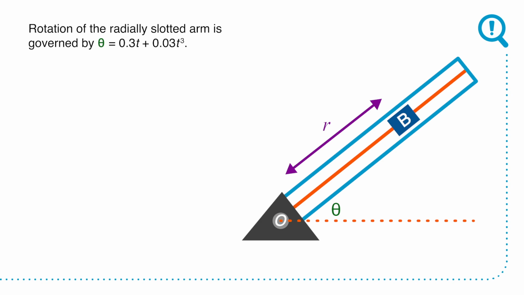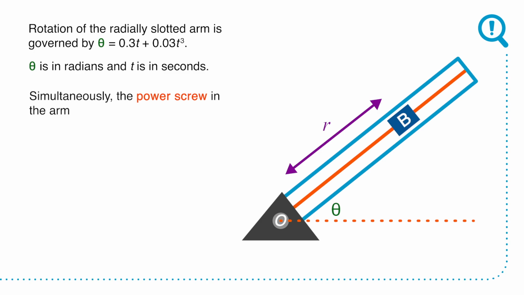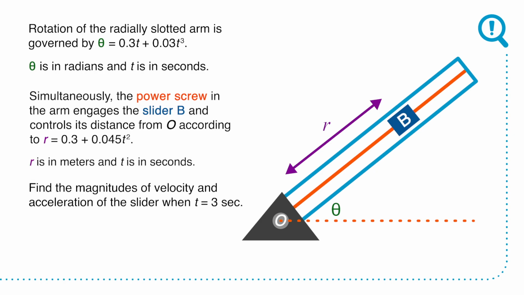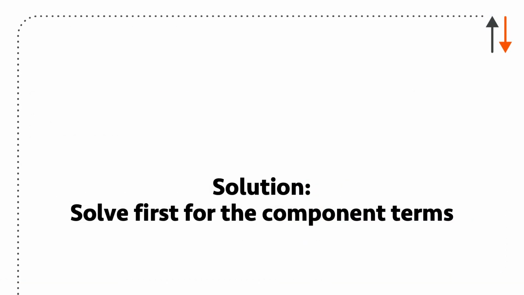I have here a problem which consists of a radially slotted arm. It's governed by an equation which is theta equals 0.3t plus 0.03t cubed. Theta is in radians, t is in seconds. Simultaneously, the power screw in the arm, which is this orange line right here, engages the slider B and controls its distance from O, according to the equation 0.3t plus 0.045t squared. R is in meters and t is in seconds. You're asked to find the magnitude of the velocity and acceleration of the slider when t equals 3 seconds. The type of motion you're looking at is this. The slider is moving from the inside to the outside.